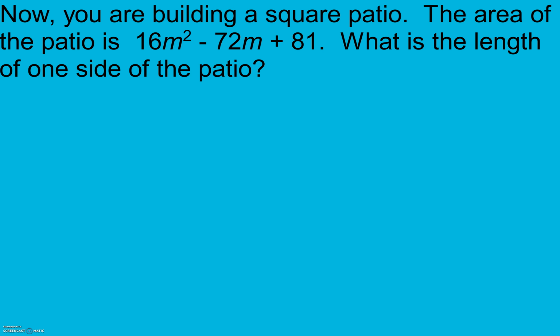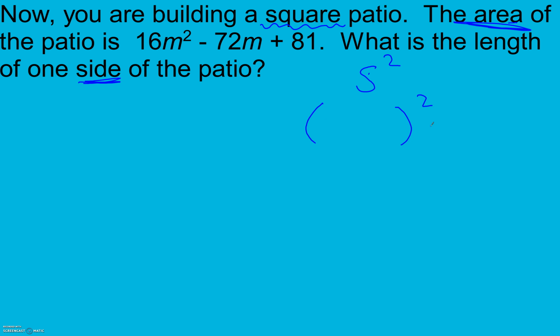Now, feel free to pause here and give this a try if you'd like. You're building a square patio. The area of the patio is 16m squared minus 72m plus 81. What is the length of one side of the patio? So again, here's a little spoiler alert. It says it's a square patio. So we know that to find the area of a square, we take our side length and square it. So our side that we're looking for is going to be squared. So we know it's going to be a perfect square trinomial here.